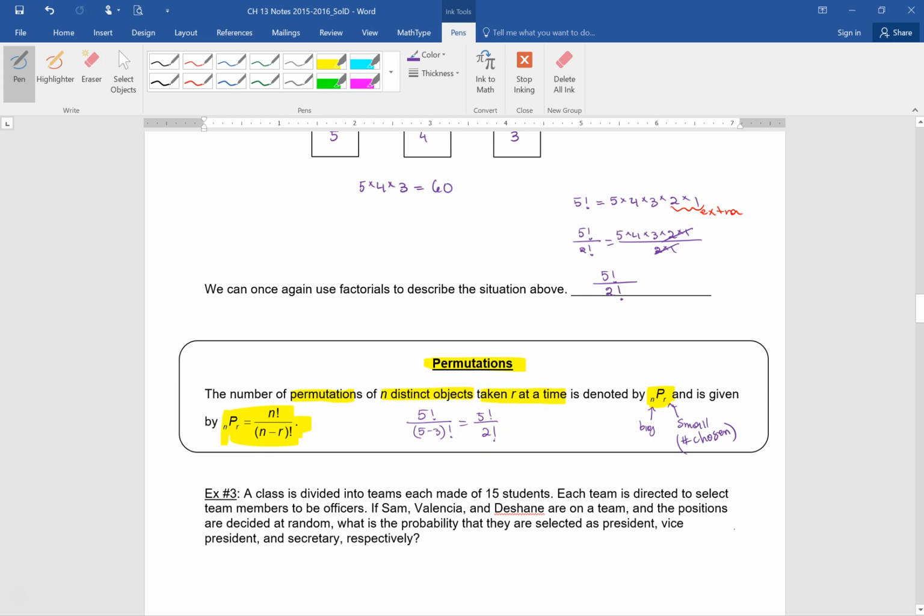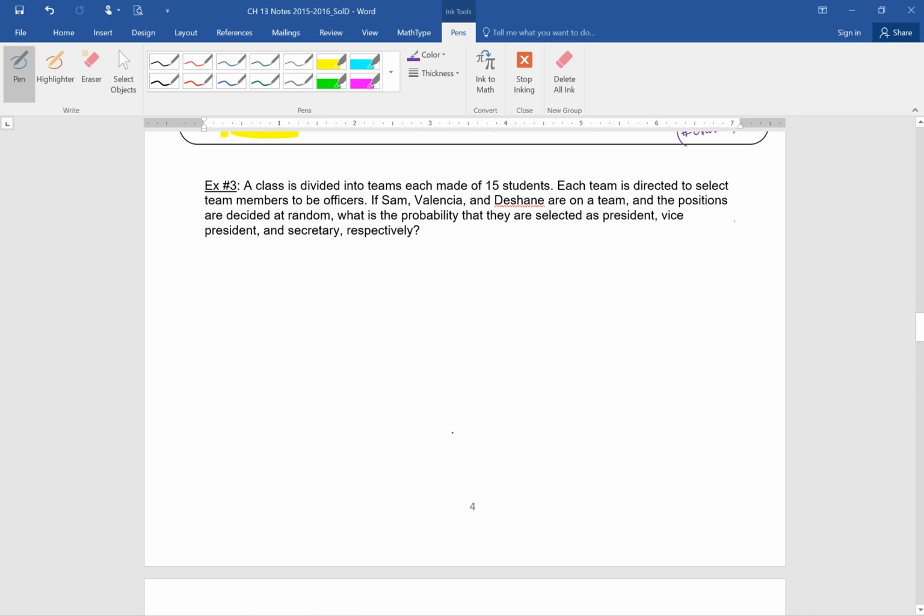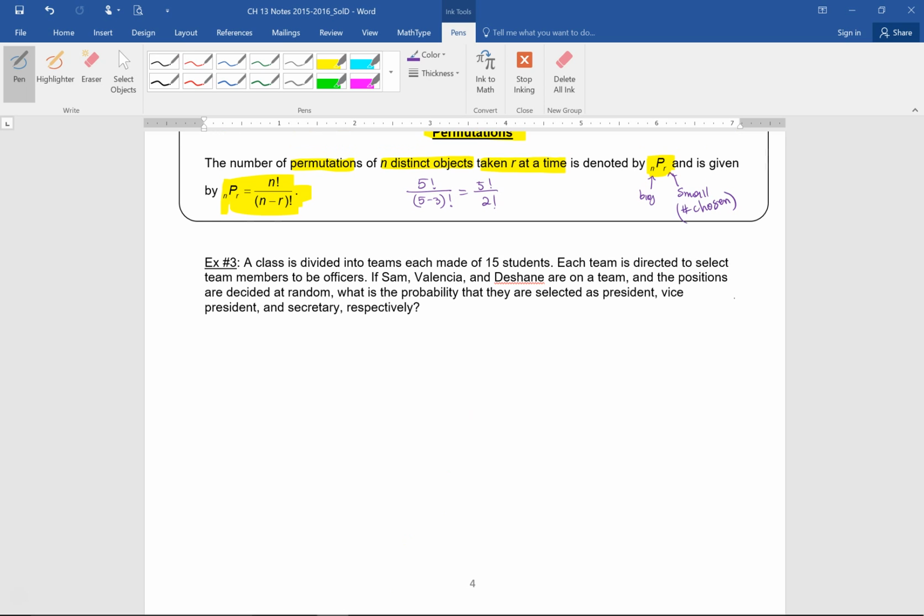Okay? So look at this. You've got teams, and each team has 15 students. Now, each team of 15 is directed to select team members to be officers. Now, suppose Sam, Valencia, and Deshane are on a team, and the positions are decided at random. What is the probability that they are selected as president, vice president, and secretary, respectively? So, the one case that we're going to be happy with is if Sam is president, Valencia is VP, and Deshane is secretary, right? What is the probability?